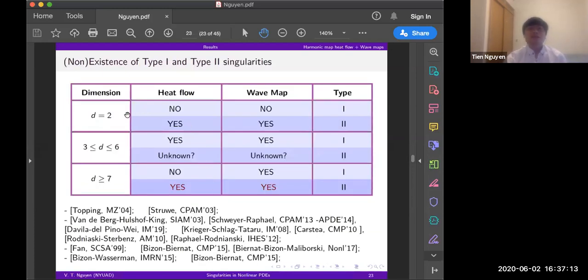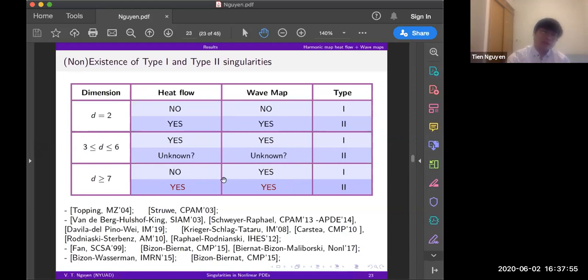So in dimension 2, for the harmonic heat flow and wave map, we don't have a type 1 blow-up for both equations. But we do have type 2 blow-up for both. For dimensions between 3 and 6, because we have explicit self-similar solutions for both equations, of course we have type 1 blow-up. But the question about type 2 blow-up is still unknown until now. And for dimension d greater than 7, we don't have a type 1 blow-up for the harmonic heat flow, but we do have a type 1 blow-up for the wave map.